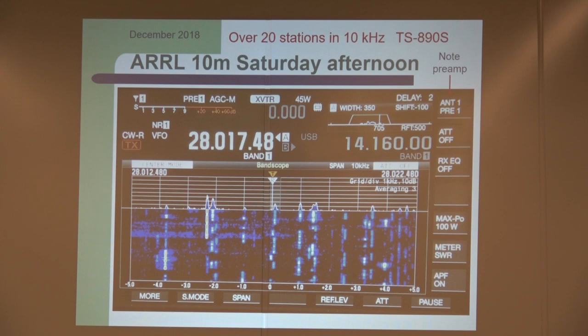This is a display from the December 2nd weekend of 2018 on 10 meters. We've got more than 20 signals, and considering the conditions on 10 meters these days, you had 20 signals or more in a 10 kHz bandwidth. And this is with the Kenwood. Now note, over on the right, I've got the preamp on, because as Bob was talking about, attenuation and preamp, this is really important stuff. We don't want to be running the preamp when it's inappropriate, and we probably wouldn't be running the attenuator on 10 meters. So I had the preamp on, no big surprise there.